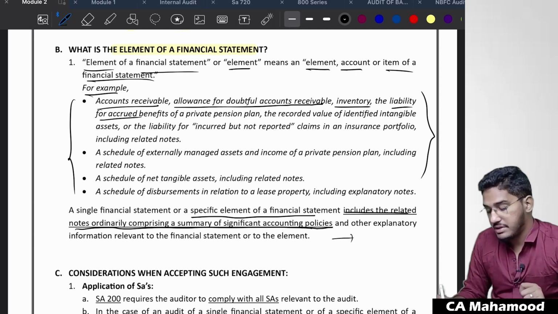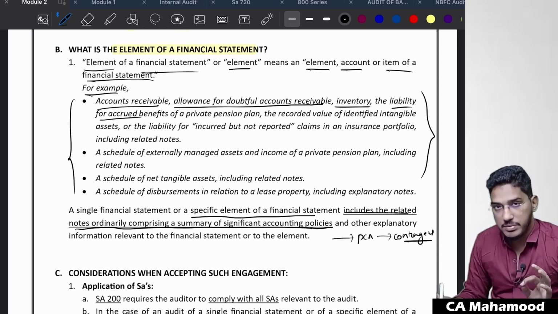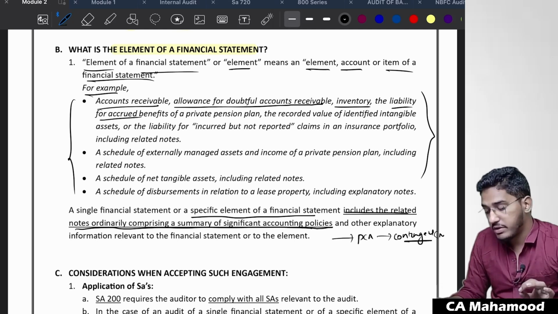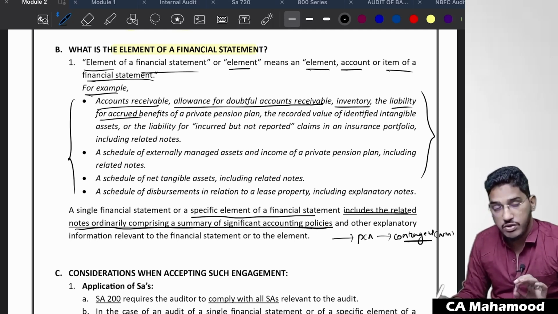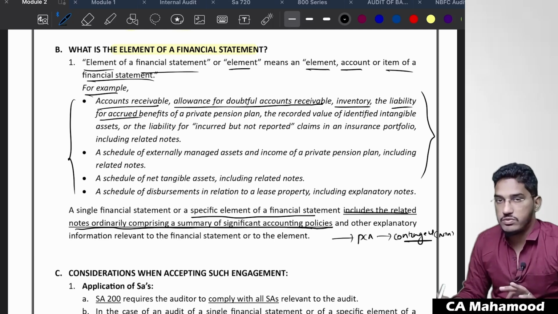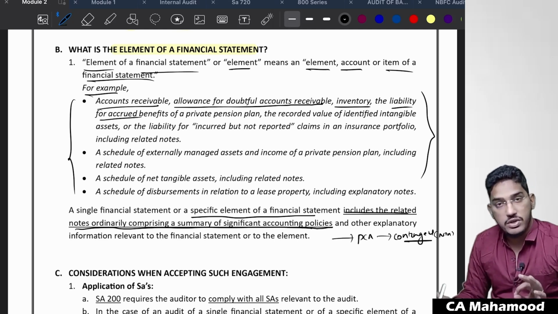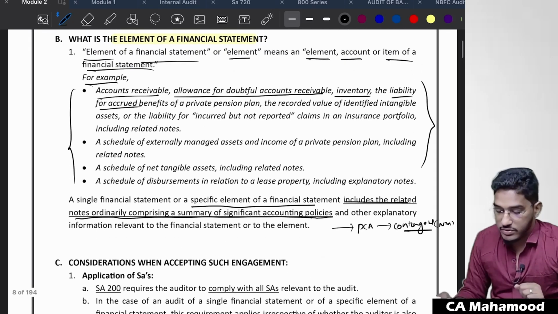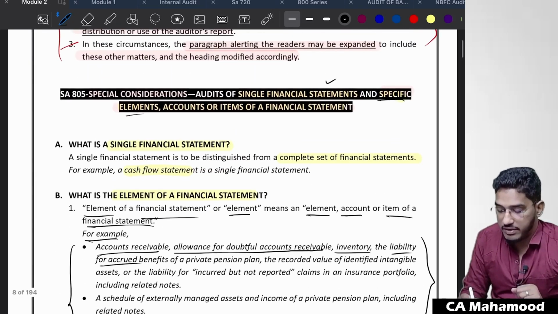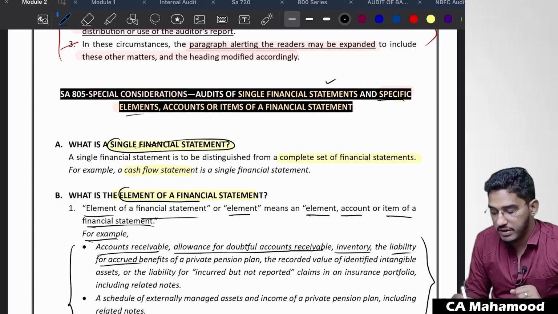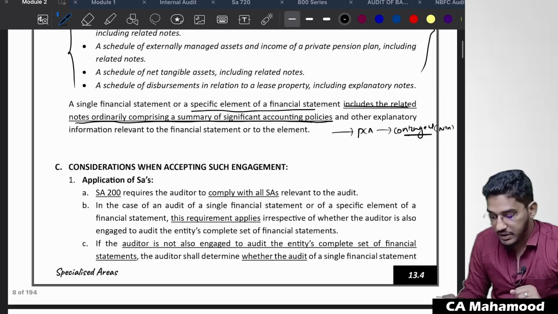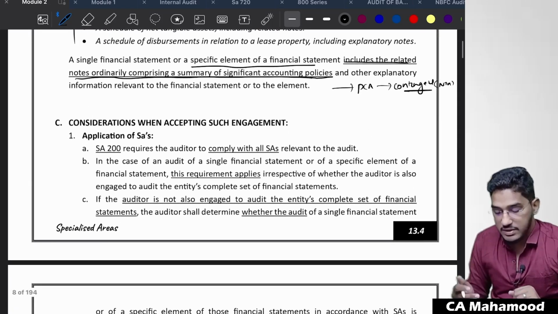As I've told, sometimes as a practicing chartered accountant, you will be called upon to conduct an audit of only contingent liability. As we all know, contingent liability does not form part of the balance sheet, the P&L, or the cash flow statement. It forms part of only notes to accounts. Sometimes you might be called upon to conduct an audit of a part of the notes to accounts also. That also we consider as audit of a specific element, account or item of the financial statements. Clear? So this is regarding definitions. They have defined what is a single financial statement and they have also defined what is an element of the financial statement. Now let us talk about the considerations.